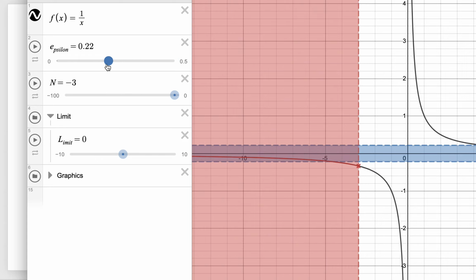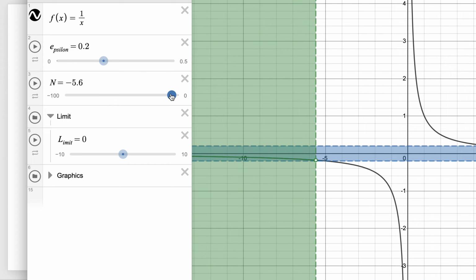Then if I shrink epsilon down to maybe 0.2, I have to find another n right there. It looks like n equals -6 works for that. So whenever x's are less than -6, the y values are within that epsilon band. So that's Desmos helping us get a look at the formal definition and try to understand what's going on. In the next video, I'm going to show you how to actually calculate and find the delta for any given epsilon.